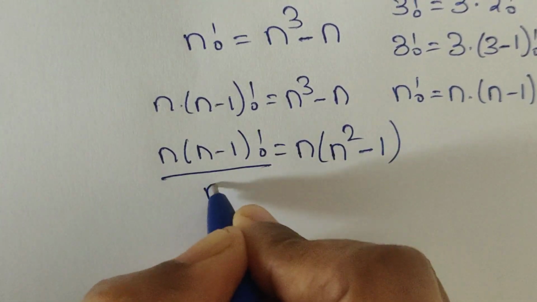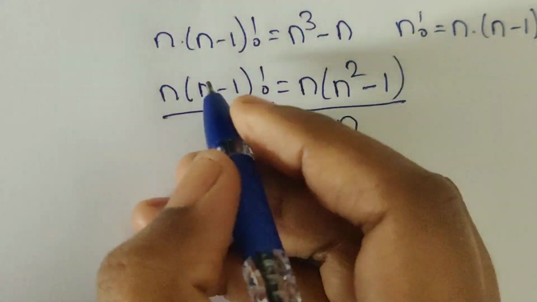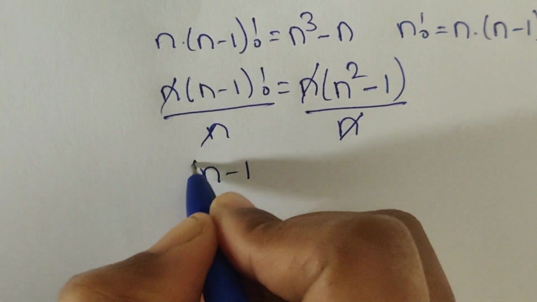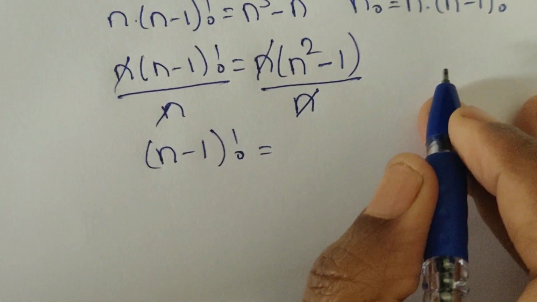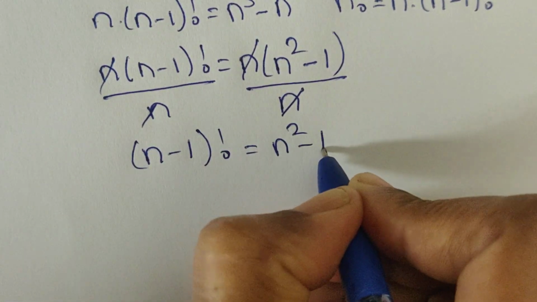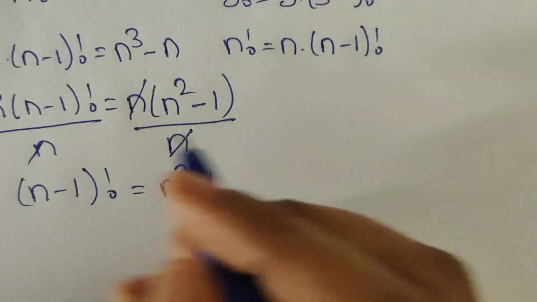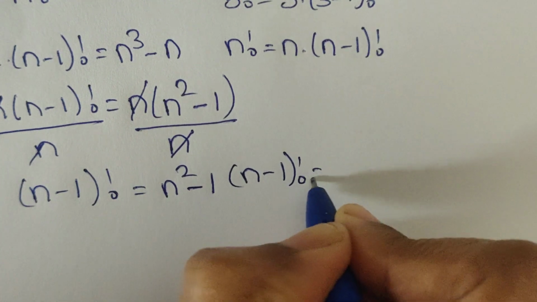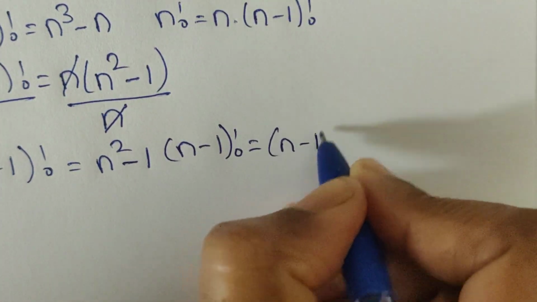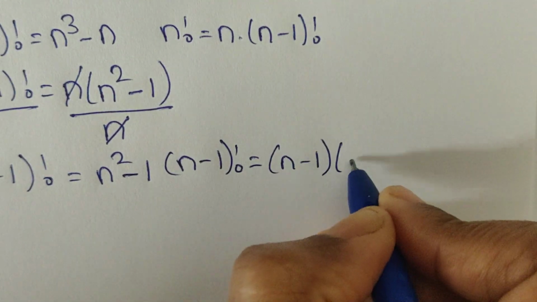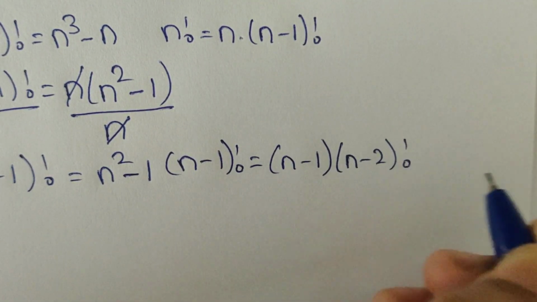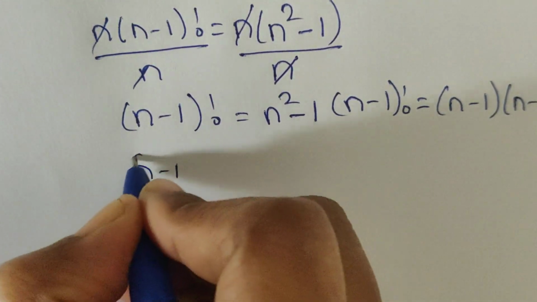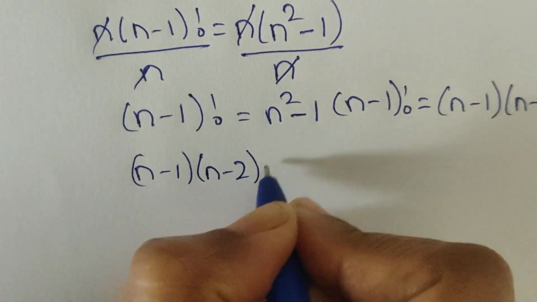Now divide by n on both sides. So these both get cancelled. So now n minus 1 factorial is equal to n square minus 1. Here, n minus 1 factorial we can write as n minus 1 times n minus 2 factorial. So in place of n minus 1 factorial we will write n minus 1 times n minus 2 factorial.